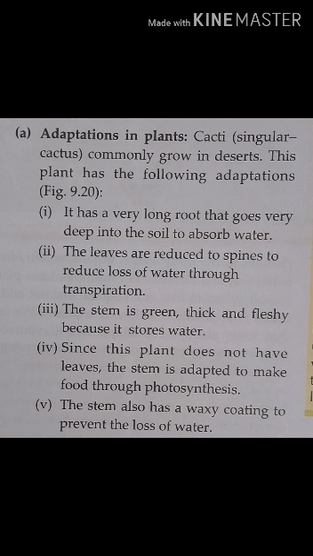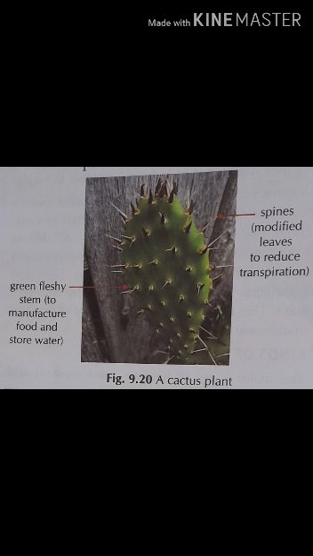Number 3, the stem is green, thick and fleshy because it stores water. Number 4, since this plant does not have leaves, the stem is adapted to make food through photosynthesis, because the stem is green and there is no leaf, so ultimately the stem performs the function of the leaf, which is photosynthesis. The stem also has a waxy coating to prevent the loss of water, and that waxy coating is called the cuticle layer. Now look at the picture again. There is a spine, there is a fleshy stem.